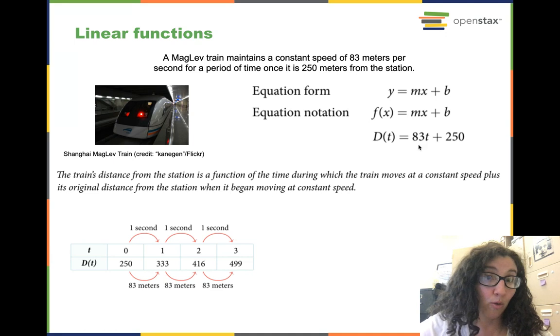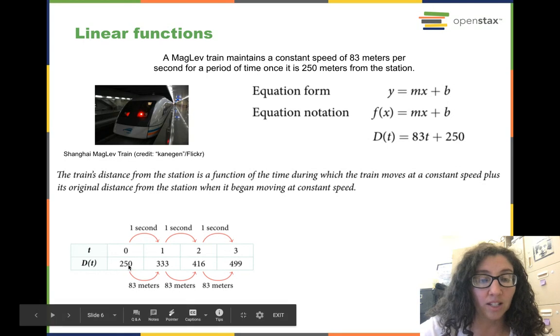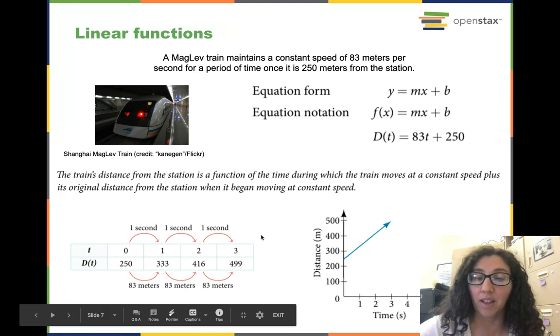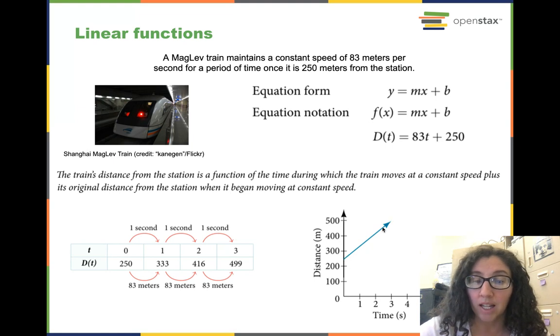If we put it in table form, it could look like this. Here's our time, 0, 1, 2, 3 seconds. And our distance from the station, we start at 250, and it increases by 83 meters for every second, right? There are constant intervals in this row of the table, and there are constant intervals in this row of the table, right? These are increasing by 83 each time. And if we graphed it, it would look something like this. It would be a line with a constant slope, in this case a positive slope because the distance is increasing, right? And at time 0, it's 250 meters from the station. So hopefully all of this is looking pretty familiar.